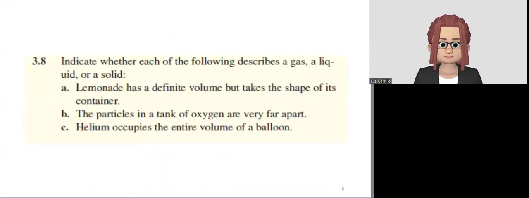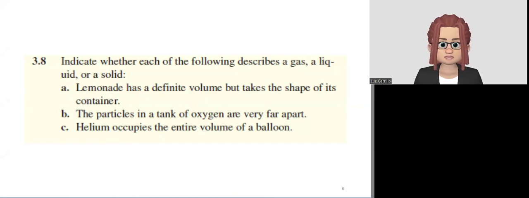To practice distinguishing if the description of a substance is classified as a gas, a liquid, or a solid, we are going to practice by doing example 3.8 from the textbook. You can see that the instructions say that you need to indicate whether each of the following describes either a gas, a liquid, or a solid.